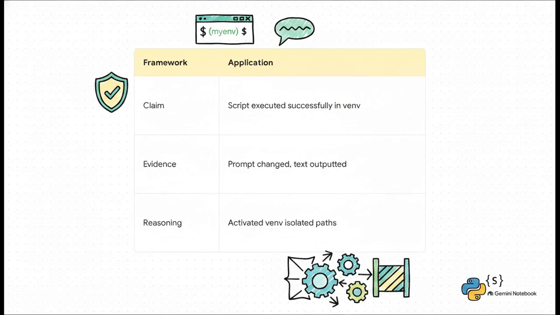So what's our evidence? Well, it relies on two distinct things. First, the shell prompt visually changed to show our environment name, right? And second, the text, "Be careful not to fall off," was outputted directly to the screen. Finally, we have our reasoning, which ties the whole shebang together. Activating the venv successfully isolated our system paths. Therefore, that prompt change proves our exact location, and getting the correct print output proves our variable logic ran exactly as intended, right there in that designated space.